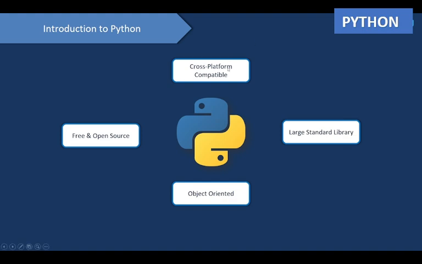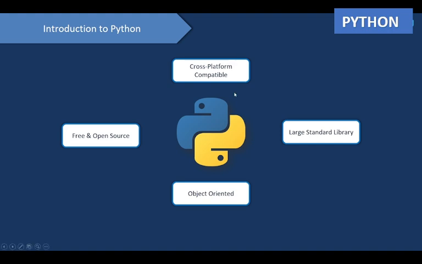And Python is also cross-platform compatible. So what do I mean by that? Well, you can run the Python programming language on any operating system. Whether it is Windows, Mac, Unix, Linux, any operating system, you can run the same piece of code on any operating system. So that is what is known as a cross-platform compatible language.